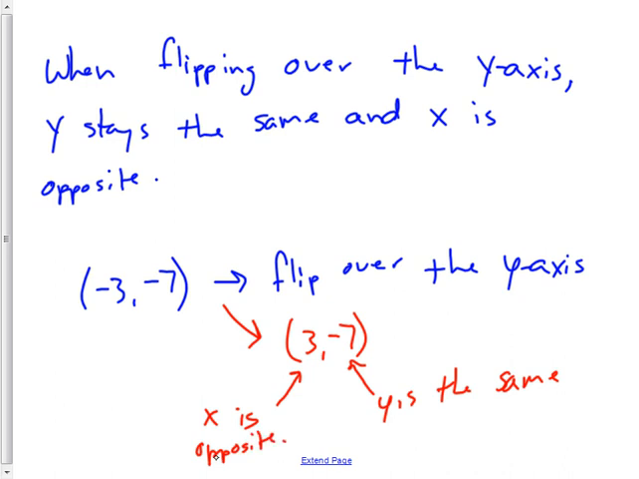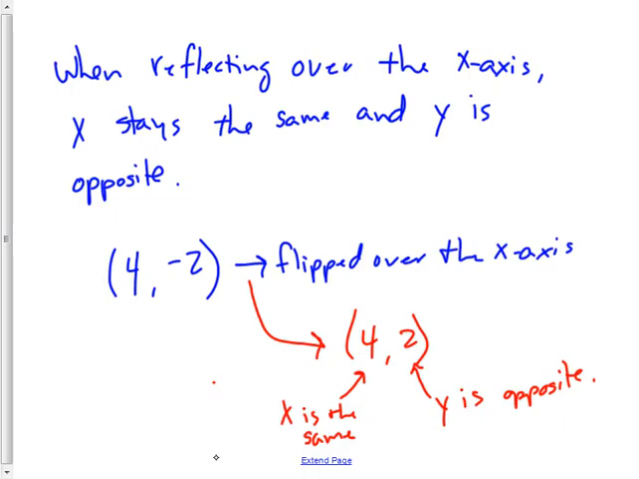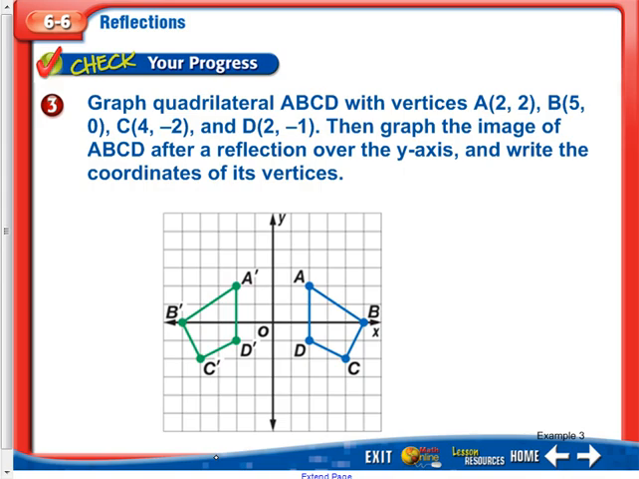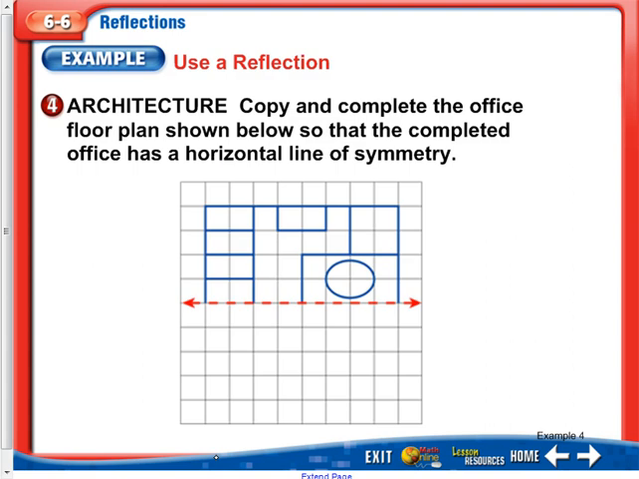All right, so there's kind of a cheat sheet or a note that we need to keep in mind when working with flipping over the x-axis and flipping over the y-axis. Be sure you have these extra notes from this page and this page. I'll be checking for those in your notes. All right, we'll skip over that example.